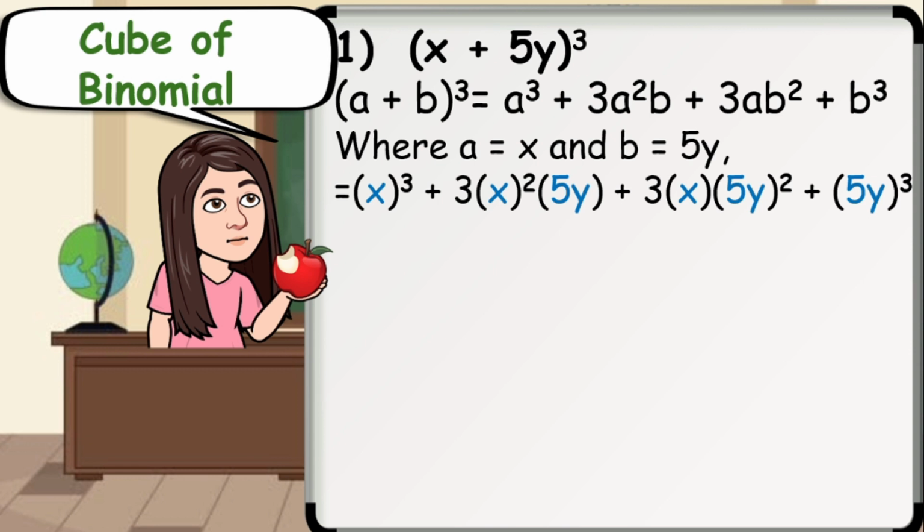Next, plus 3 times the first term times the square of the second term. So we have plus 3 times x times 5y squared. And lastly, plus the cube of the second term. So we have 5y cubed. Simplifying it, we have x cubed plus 3 times 5 is 15, x squared y, plus the square of 5, which is 25, times 3, we have 75xy squared, plus 125y cubed.